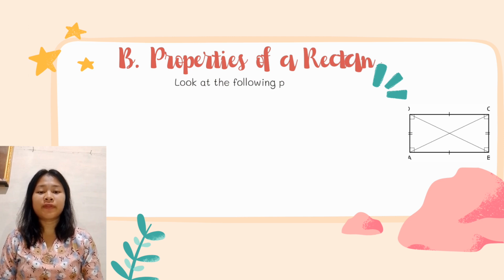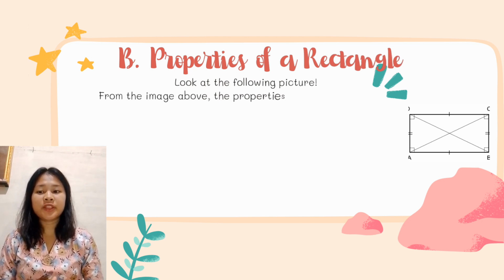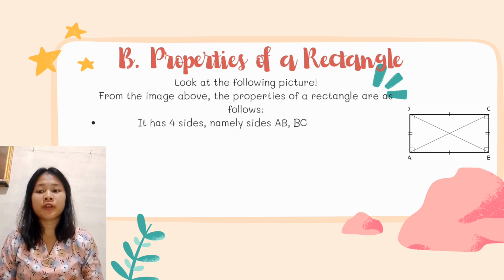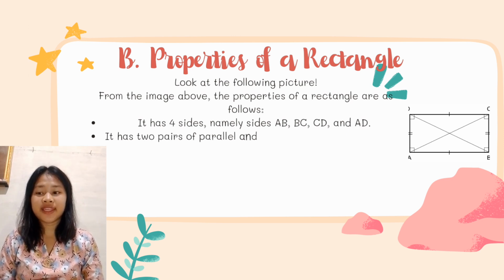B. Properties of a rectangle. Look at the following picture. From the image above, the properties of a rectangle are as follows. 1. It has four sides, namely sides AB, BC, CD, and AD.